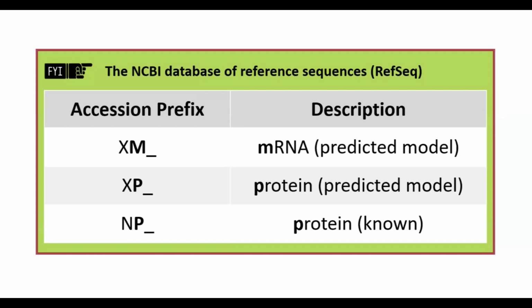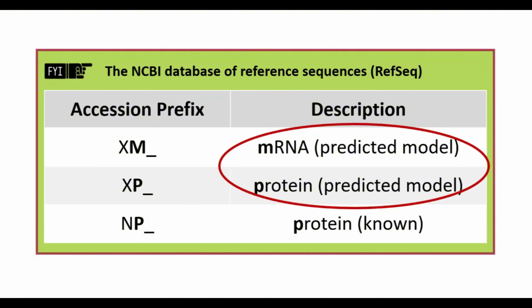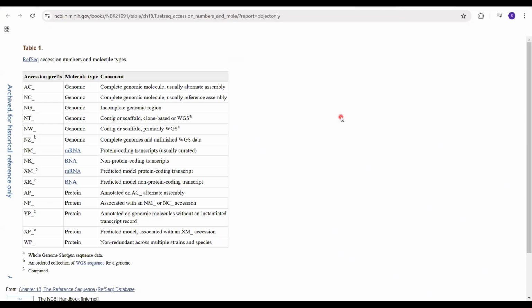The NCBI database of reference sequences, or RefSeq for short, is a curated, non-redundant collection of naturally occurring DNA, RNA, and protein sequences. The RefSeq database includes both known sequences, that is, manually reviewed by NCBI staff or collaborators, and computationally predicted sequences. A complete list of the RefSeq accession number prefixes is available in the NCBI Handbook.